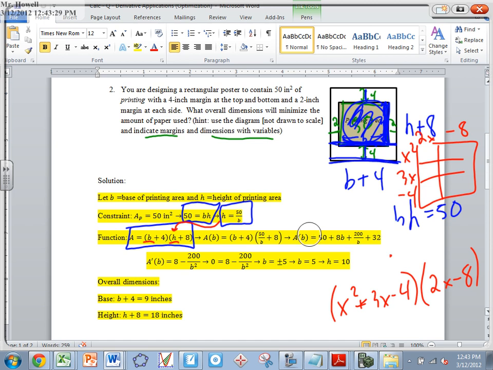Now, for this one, the hard part is this. And a lot of people mess this part up. When you FOIL, this is B times 50 over B. It just becomes 50. The B's cancel. 50 over B times B is just 50. Please don't let that screw you up. Outer gives you 8B, inner gives you 200 over B, last gives you 32.